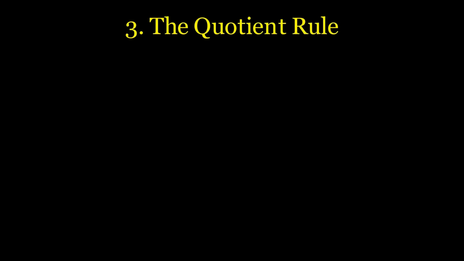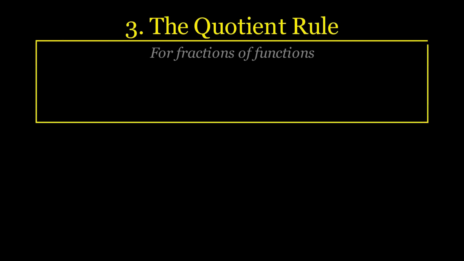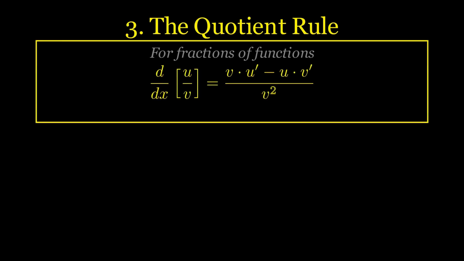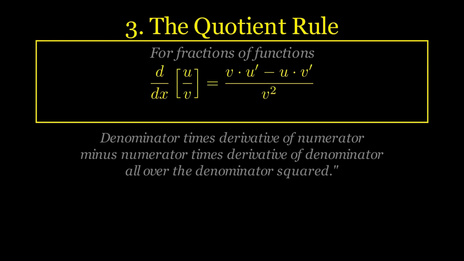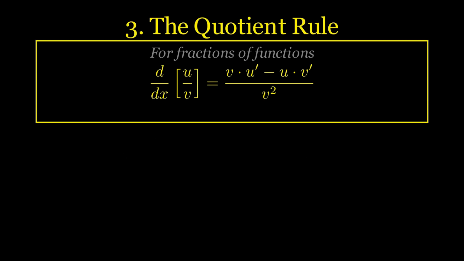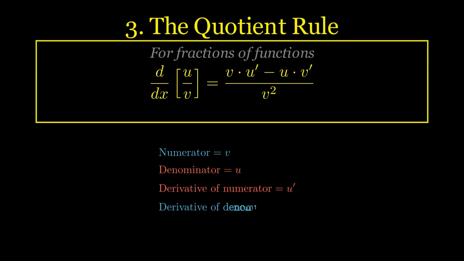On to the quotient rule. For division, we use the quotient rule. The derivative of the fraction u over v is just the denominator times the derivative of the numerator minus the numerator times the derivative of the denominator, all divided by the denominator squared.